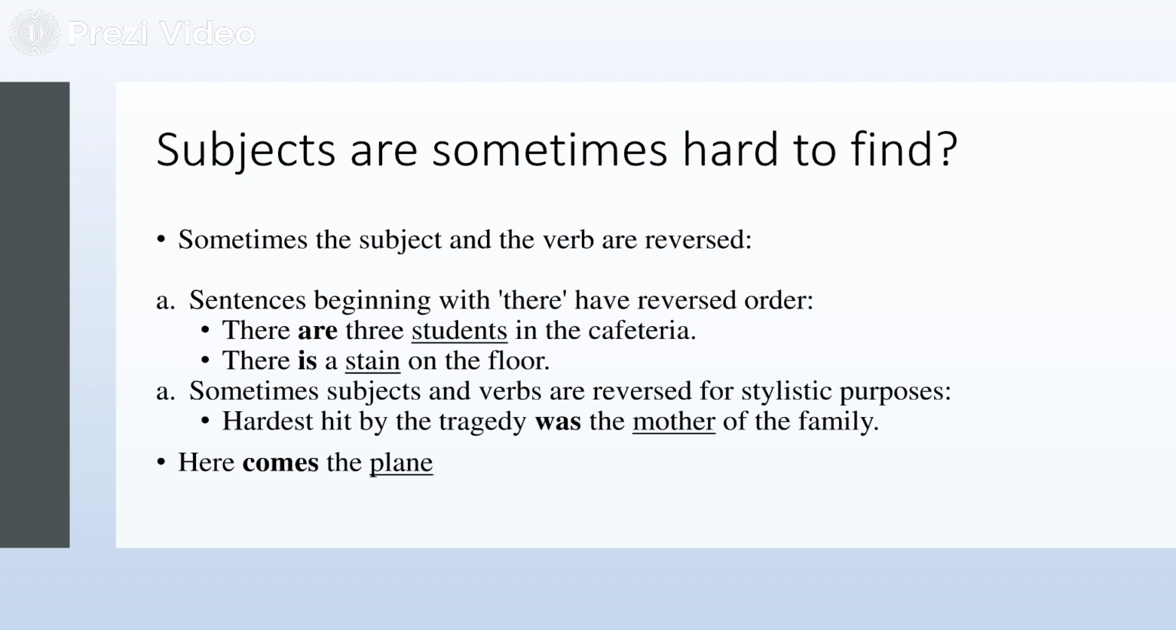Sometimes subjects and verbs are reversed for stylistic purposes. Hardest hit by the tragedy was the mother of the family. Now this is not active voice. This is more passive. So when we write, we generally don't want to write this way, but this sentence, if we think about it, hardest hit by the tragedy was the mother of the family. So the mother is the subject, and she was hardest hit by the tragedy. I like to write in active voice, so I would put the mother at the front of the sentence. The mother of the family was hardest hit by the tragedy. I think that's a better way to say it.